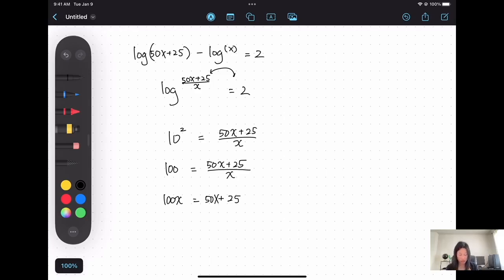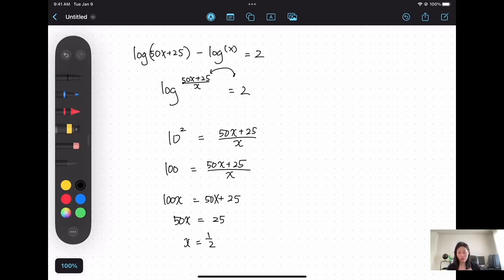Now merge the like terms. I subtract 50x on both sides. I have 50x equals to 25, and then divided by 50 on both sides, so I have 1/2. So x is equal to 1/2.